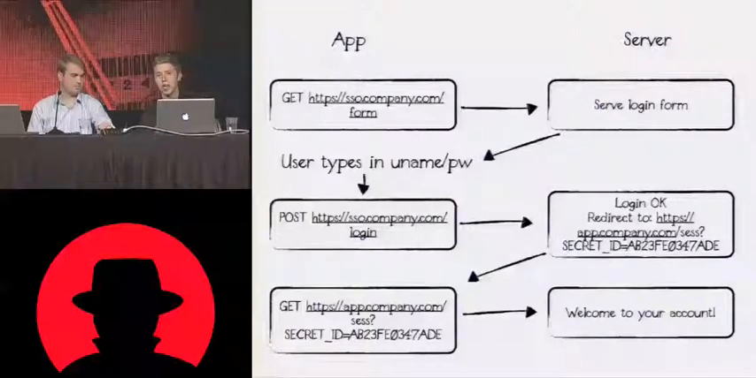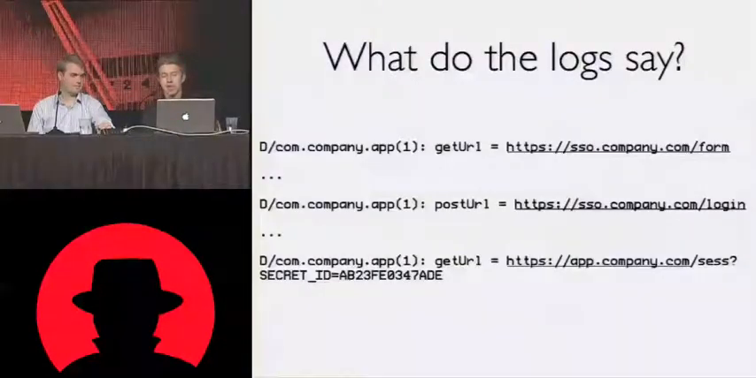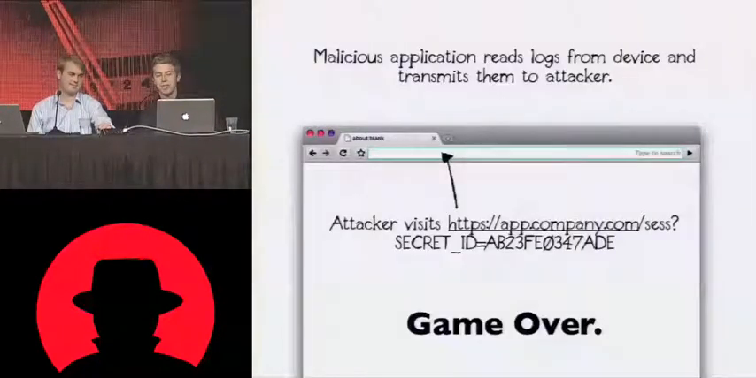What happens when we look at this from the log side? We see a GET of the URL sso.company.com/form. Seems reasonable, right? We see the post. We see the post data, or we at least see the URL of the post. Then the redirect, we see the redirect GET URL with the secret token. And remember, any application with the read logs permission can see this. So what would happen if a malicious application reads the logs from the device, uploads it somewhere, and then somebody uses Control-C and Control-V?